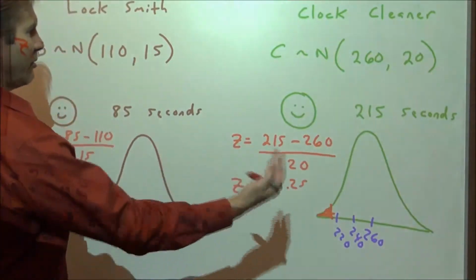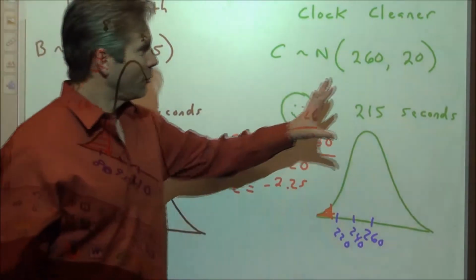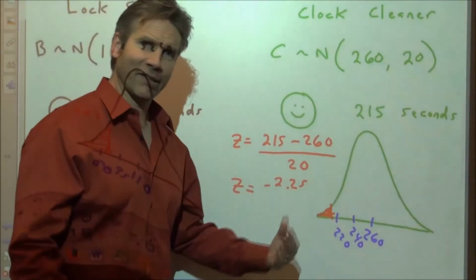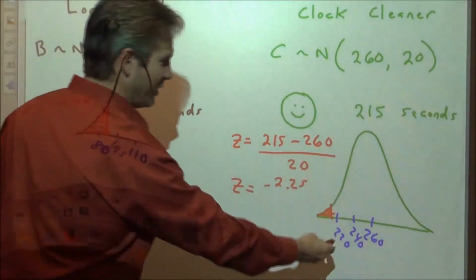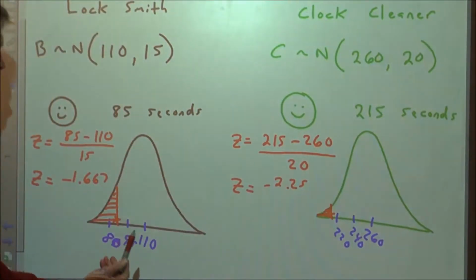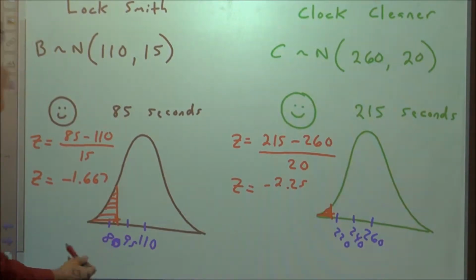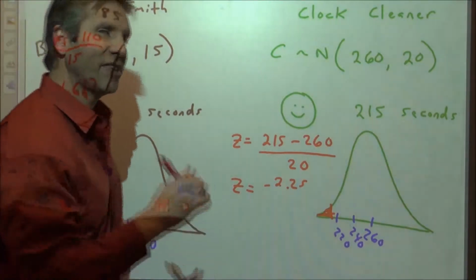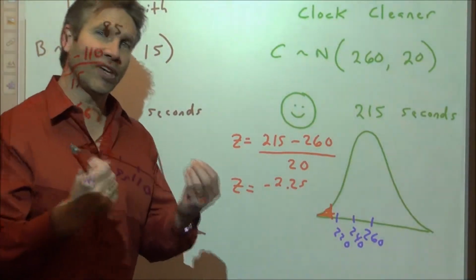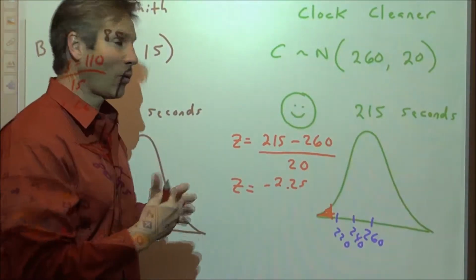So even though we have two different populations, it was Mike Tyson's cleaning somebody's clock in 215 seconds that was more exceptional than jimmying the lock in 85 seconds. We can use standardized scores, comparing the z-score, which is called a standardized score.